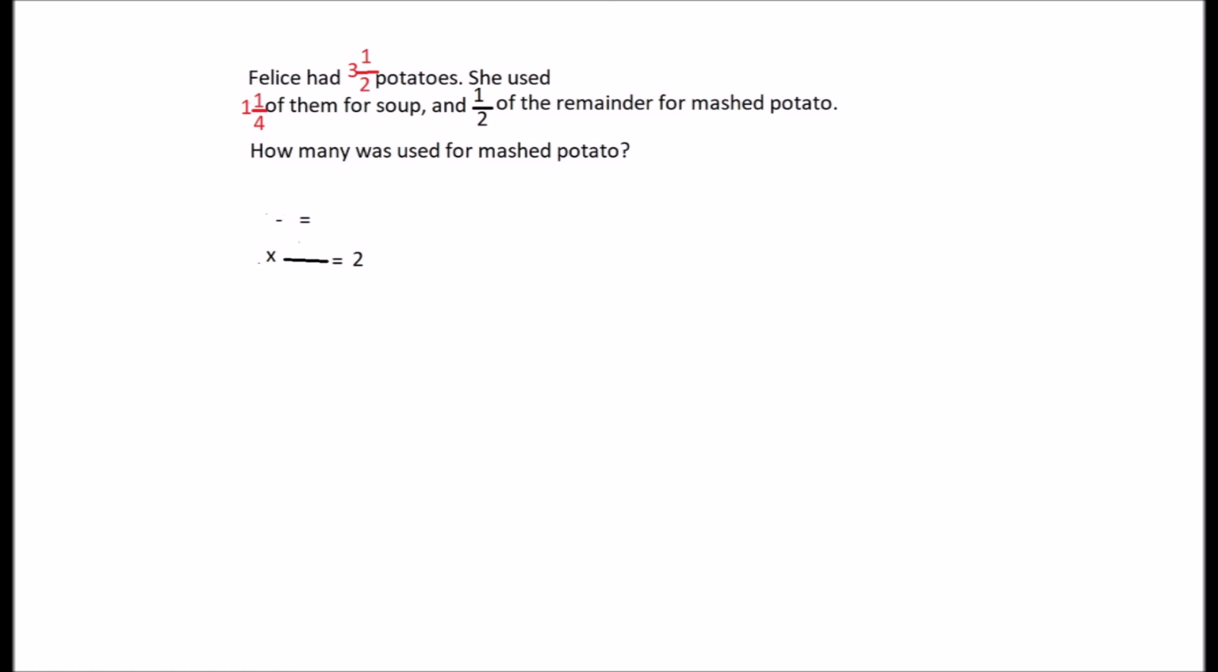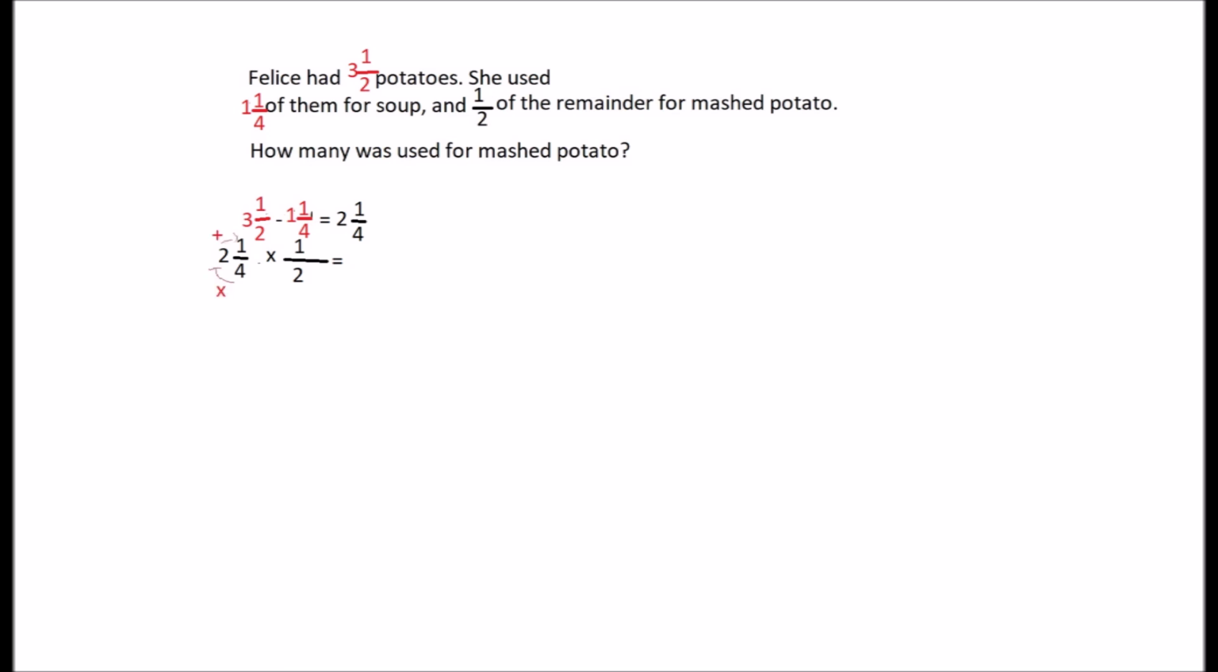Now, if the question is changed into fractions, Felice had 3 and a half potatoes. She used 1/4 of them for soup, and half of the remainder for mashed potato. How many were used for mashed potato? We start by doing subtraction first. As usual, we need to find out what the remainder is. 3.5 minus 1/4 is 2.25. And now, because we want to know half of the remainder, or half of 2 and 1/4, we multiply 2 and 1/4 by half. Because remember, of means multiplication.